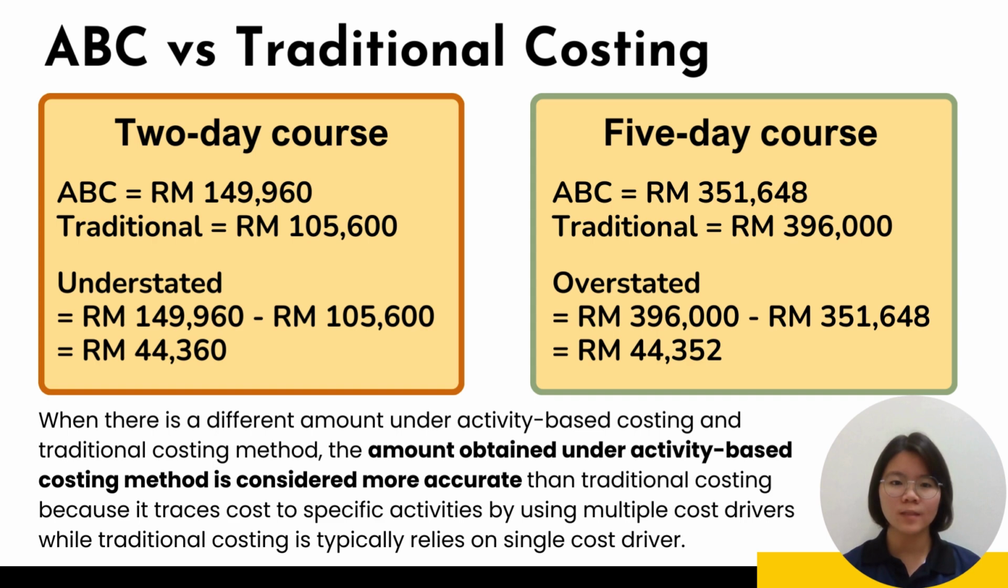If Gamelan company compares these two costing methods, it will find out that under the traditional costing method, the total cost for the 2-day course is understated by 44,360 ringgit, while for the 5-day course it is overstated by 44,352 ringgit. When there is a different amount under ABC and traditional costing methods, the amount from the ABC costing method is considered more accurate because it traces cost to specific activities by using multiple cost drivers, whereas traditional costing typically relies on a single cost driver, which may not accurately reflect the actual consumption of resources.